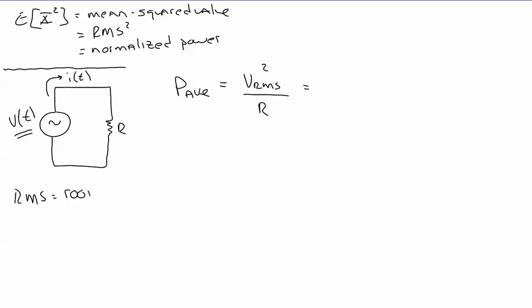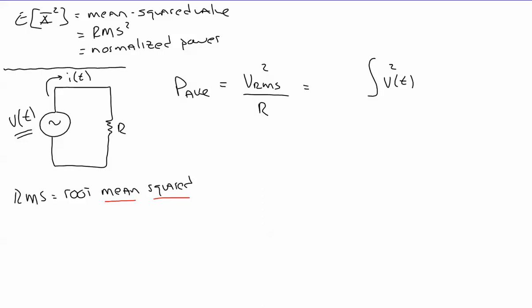RMS means root mean squared. First thing, I work backwards. First thing I do is I square my voltage. When I find RMS, I work backwards. I square it first. Then I'm going to find the mean value. For a time-varying function, it looks like this.